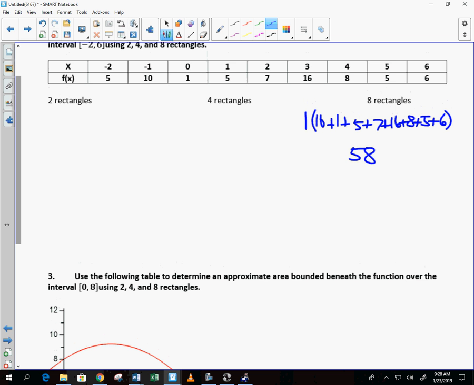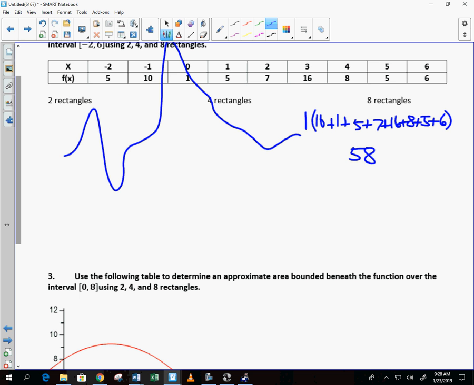Yeah, so the other functions we've looked at before have been really nice-behaving functions, right? But look at this function. This function's crazy. It goes from 5 up to 10, then down to 1, back up to 5, 7, then 16, then 8, then 5, then 6. I mean, this function looks really weird.